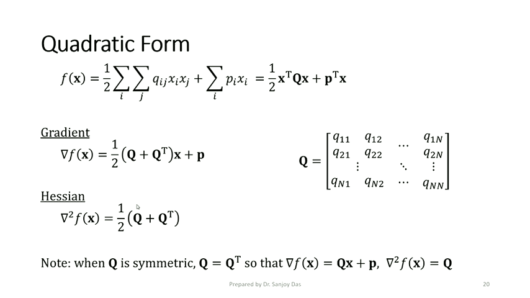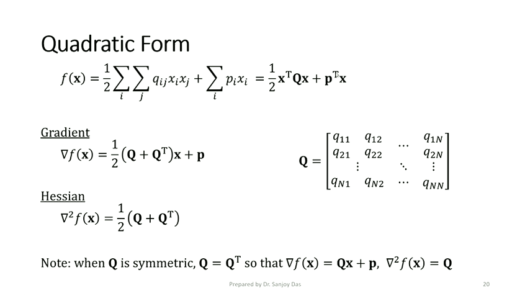The gradient is half Q plus Q transpose, times x, because Q might not be a symmetric matrix. So Q and Q transpose, you have to consider. See, what's the scalar equivalent of this? Half Q x squared, right? This is p transpose x.